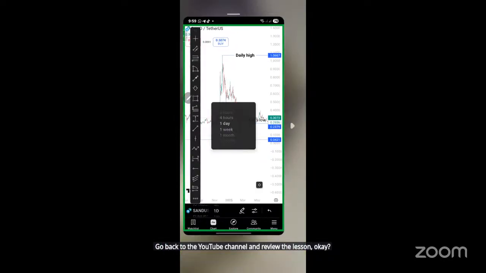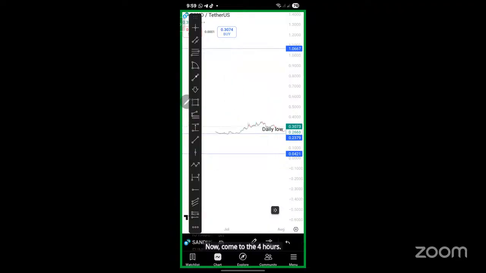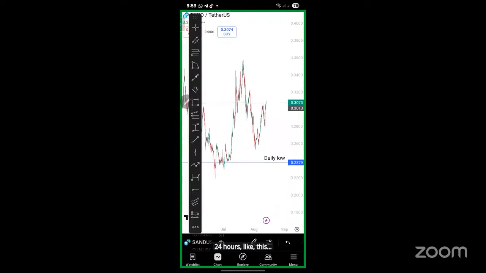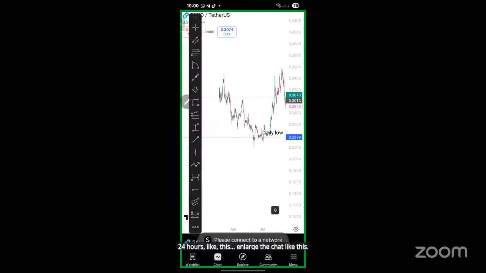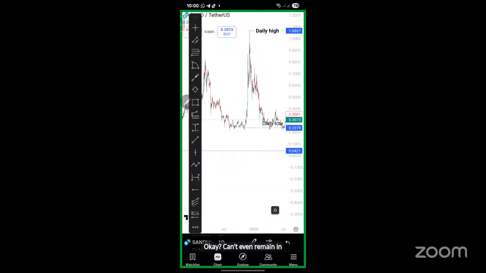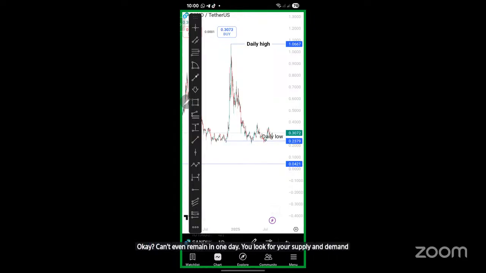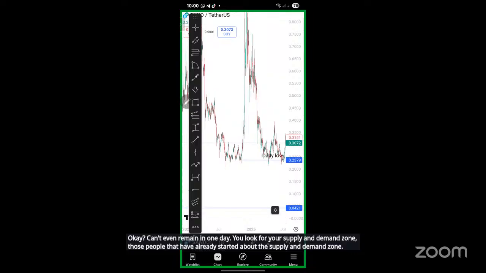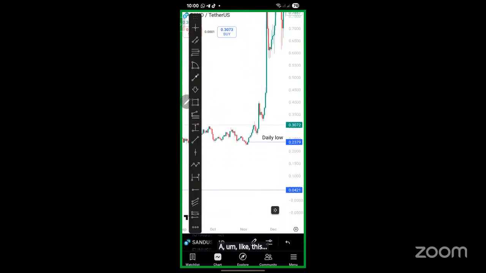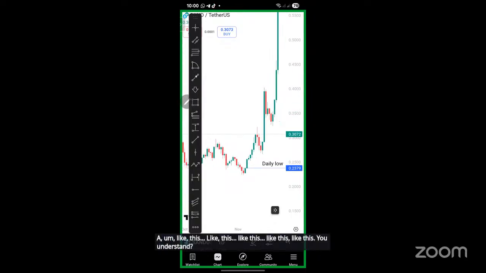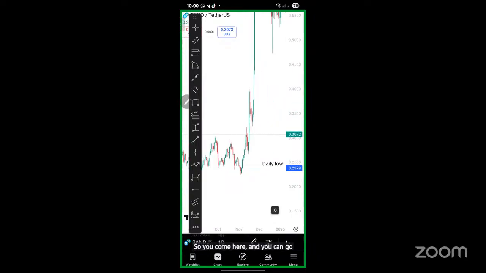Now, come to the 4 hours. Come to your 4 hours like this. Enlarge the chart like this. You can even remain on the one day. You look for your supply and demand zone. Those people that have already studied the supply and demand zone, like this, like this. You understand? So you come here and you can go ahead to draw your demand zone.